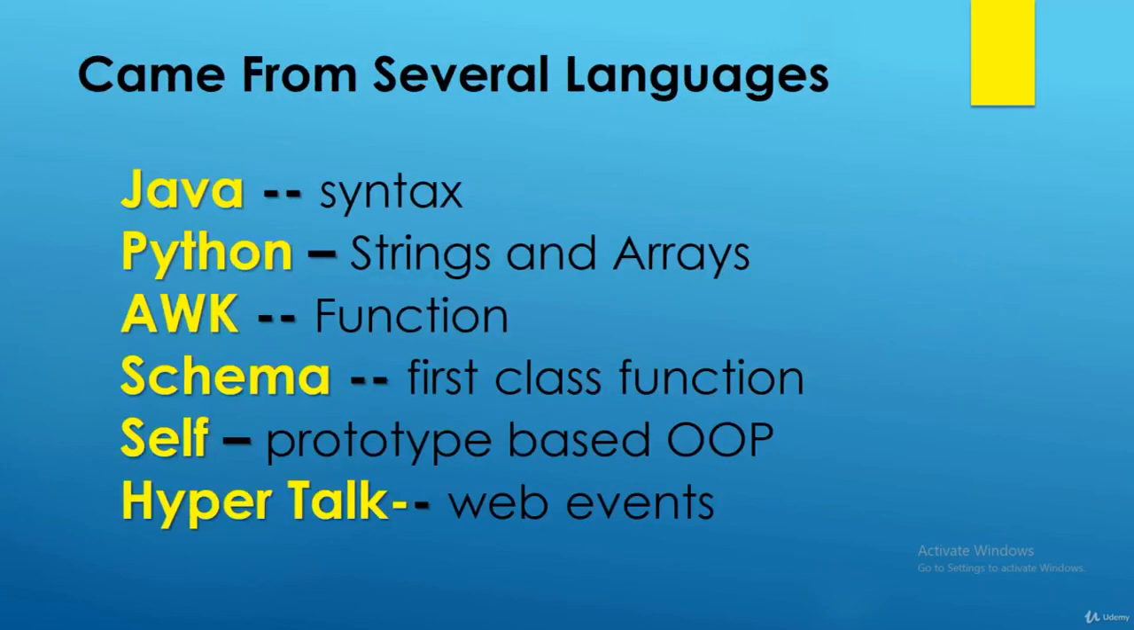Let's talk as well about how JavaScript comes from several languages. Basically, it takes its syntax from Java, strings and arrays from Python, functions from the AWK programming language, first-class functions from the Scheme programming language, prototype-based OOP from the Self programming language, and the last one, web events in JavaScript, it totally takes from the HyperTalk programming language.